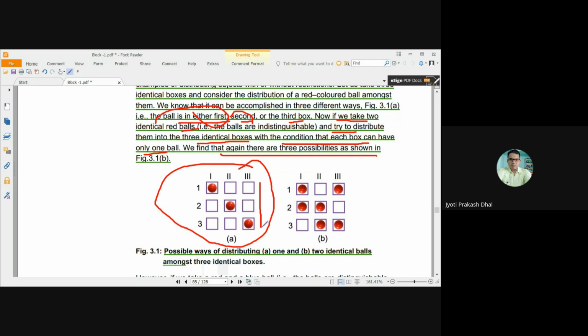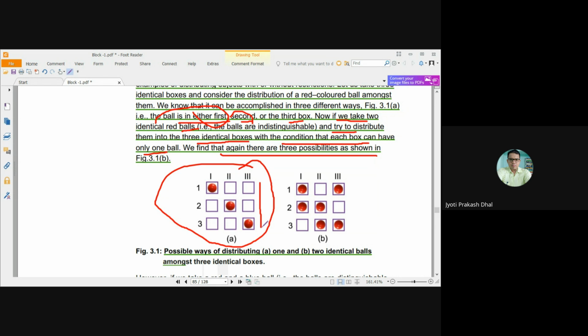That means you have to put one ball in three different identical boxes, and here we are calculating the possible ways of distributing a single ball in three identical boxes. The first chance is you may put the ball in the first box, the second chance is you may put the ball in the second box, and the third is you may put the ball in the third box. So there will be three different ways of distributing one ball.